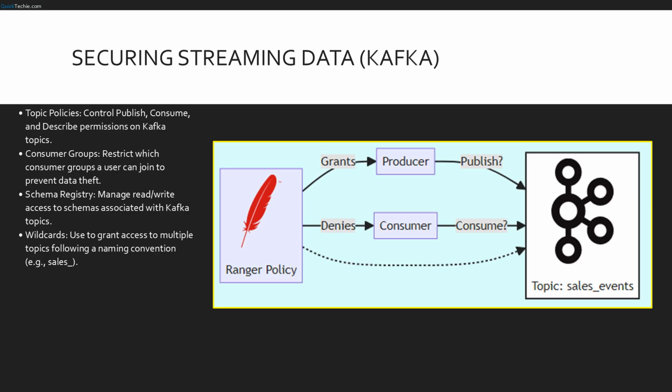This diagram depicts a Kafka security flow. We have a topic named Sales Events in the center. A producer attempts to publish, and a consumer attempts to consume. The Ranger policy oversees this interaction. In this scenario, the dotted line shows the policy applying to the topic, explicitly granting the producer permission while denying the consumer, effectively securing the data stream.